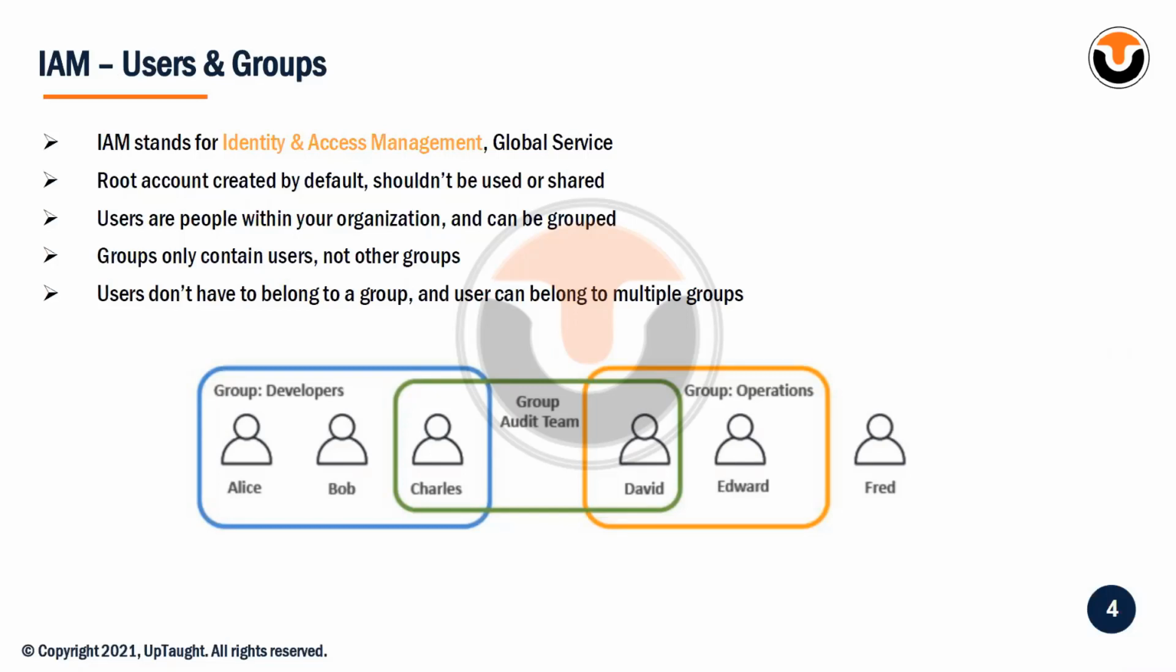What is IAM? IAM is identity and access management. It defines who can access the AWS console or your AWS resources and what permissions are given to each of the users. It's a global service.